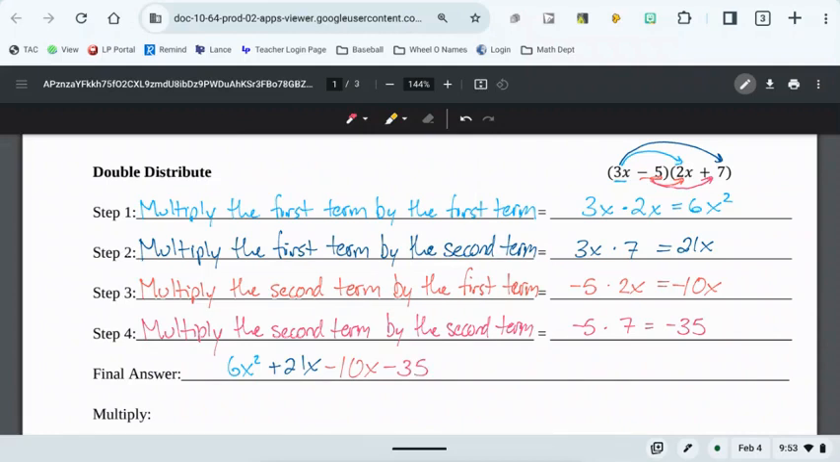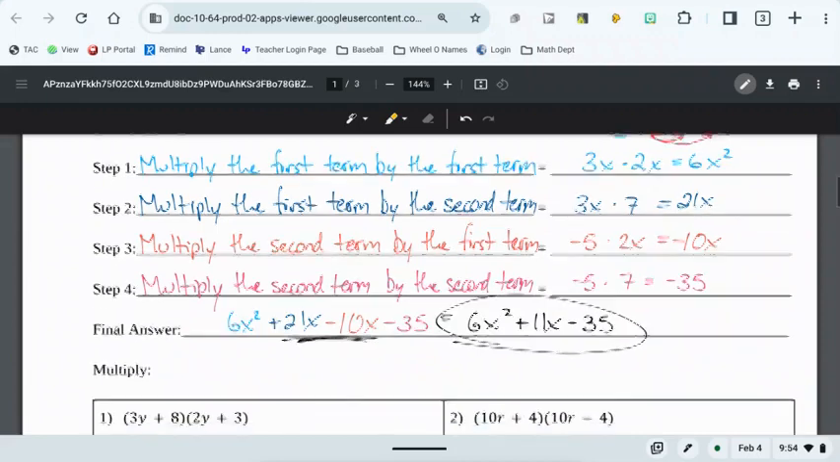From here, we want to see, okay, are there any like terms for us to combine? And we have these two in the middle. So 6x squared stays as is. There's nothing to combine it with. Then we have 21x minus 10x gives us 11x. And then we have negative 35. And that is our final answer.